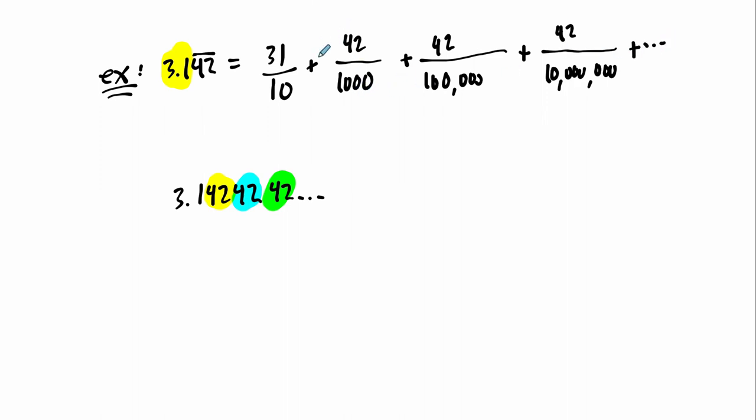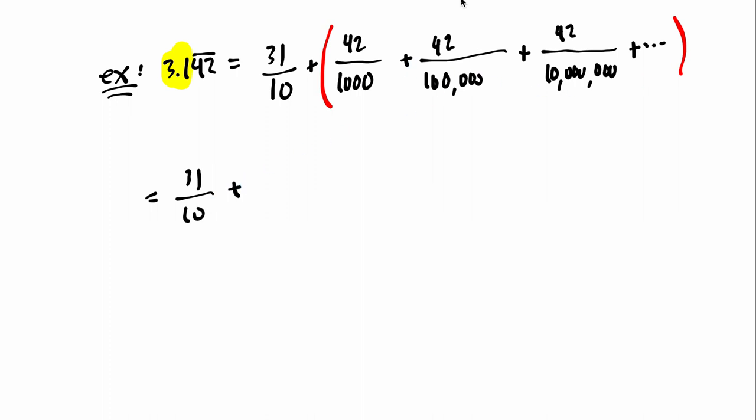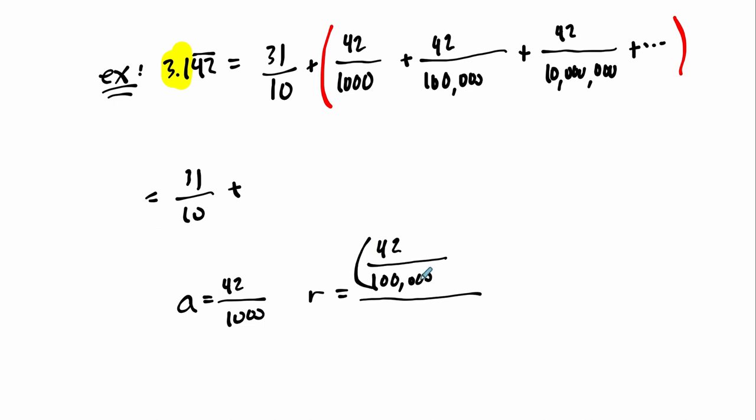And that means that this part of our fraction is a geometric series. So this decimal equals 31 over 10 plus this. So how can we sum this up? Well, we can say that A equals 42 over 1,000. And R, you might see that R is 1/100th, but let's just conclude that. It's 42 over 100,000 divided by 42 over 1,000. Okay, what does that mean?